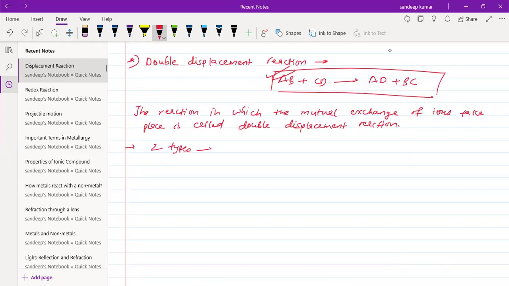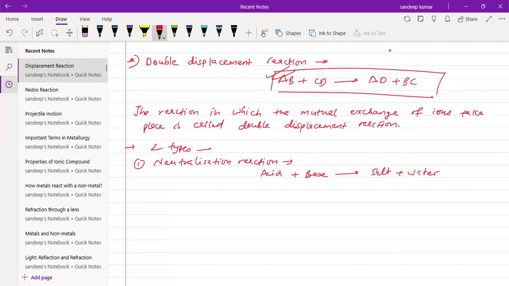What I told you, first one is neutralization reaction. The reaction in which an acid reacts with a base to form salt plus water. So we can represent it as acid plus base gives salt plus water. So this is a neutralization reaction.